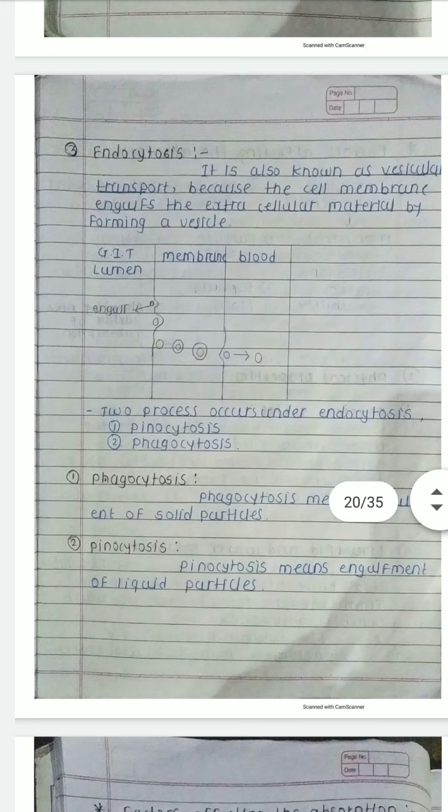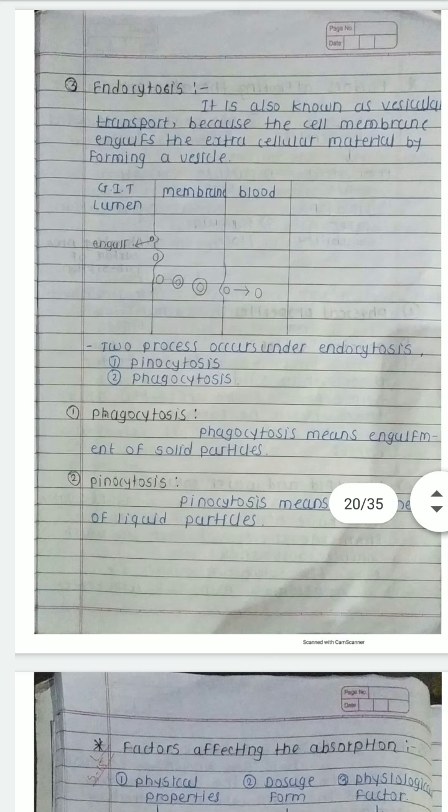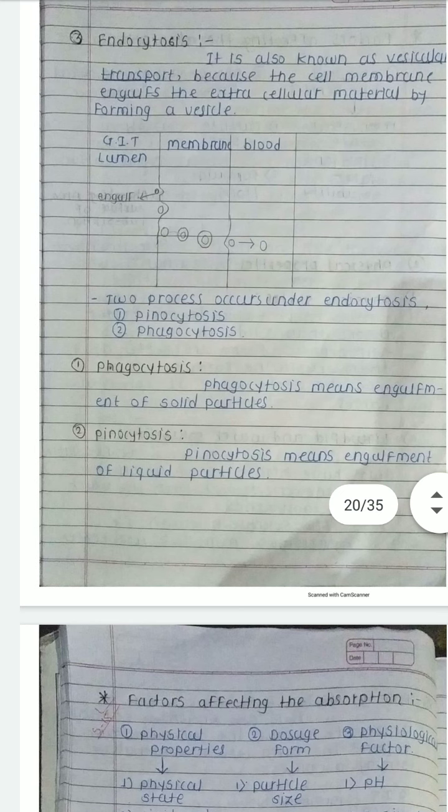Endocytosis is also known as vesicular transport, because the cell membrane engulfs or eats extracellular material by forming vesicles. In the diagram, you can easily see the GIT membrane and the blood. In the GIT, when you take your drugs, the membrane forms a vesicle. Vesicle means nothing but a bowl. Your drug enters into that, and only your drug remains in the blood. Other things will be engulfed by your membrane. That is known as the endocytosis process.